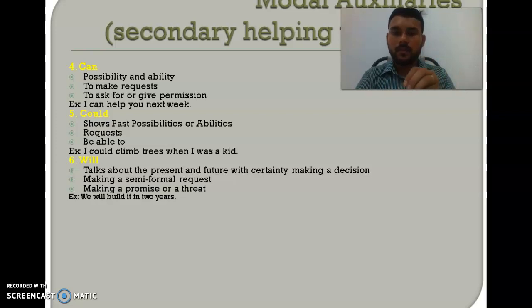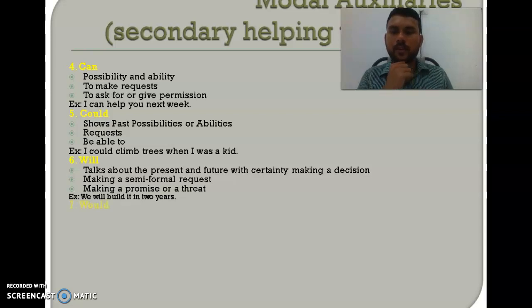So that is in the future. It is something certain, a decision. And if it is making a semi-formal request, will you kindly do this work for me? Will you do this work for me? It is a semi-formal request.